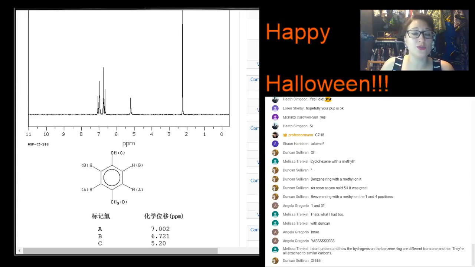Melissa, they are stacked to similar carbons, but not the exact same carbons. So if you look at, let's see, where are we? What screen do I have up for you guys?